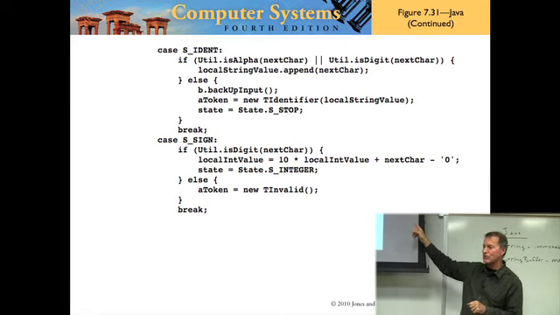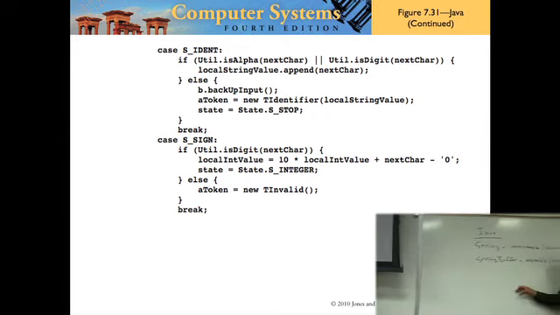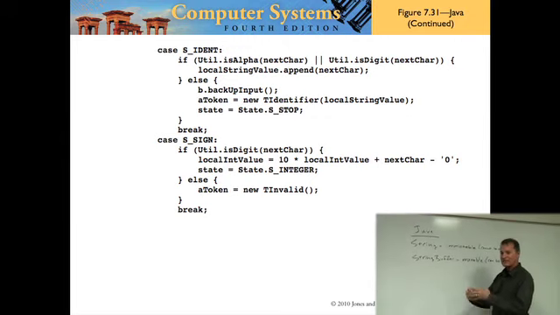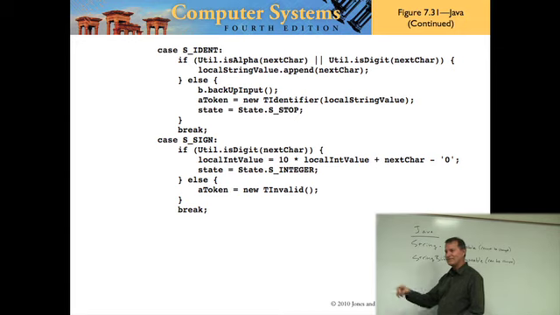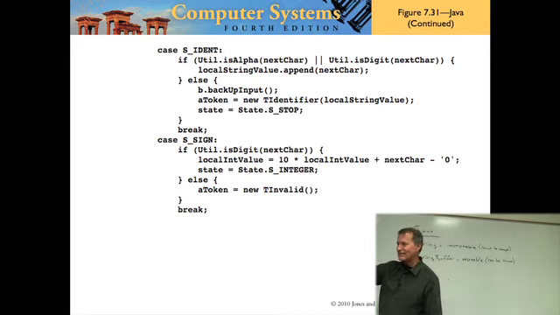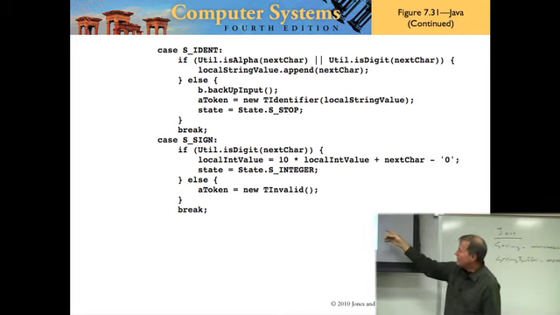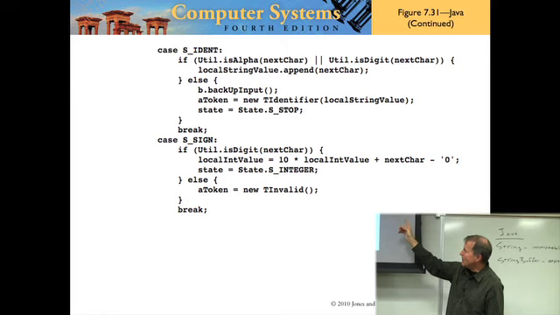Now what was the type of local string value? That was a what? String buffer. So that constructor converts it. So a token gets new T identifier, local string value, and state gets what? Stop. And then sign, what do we have?